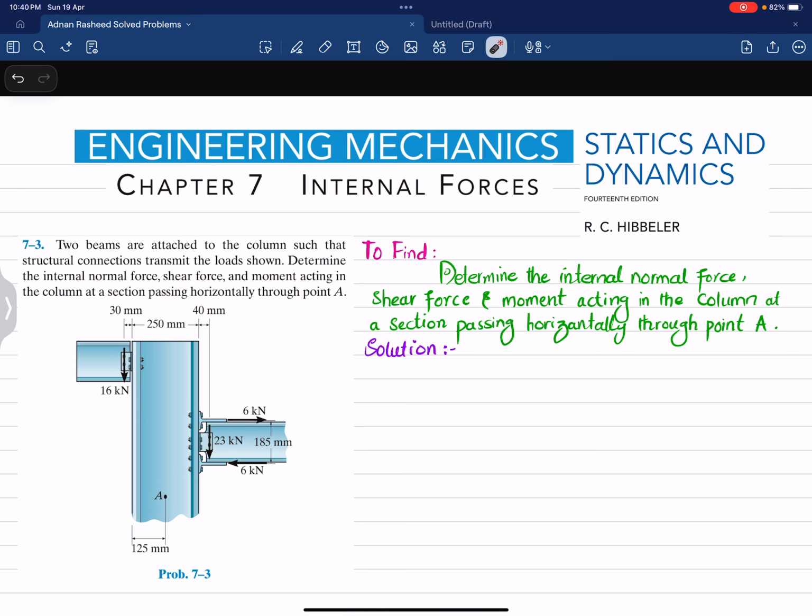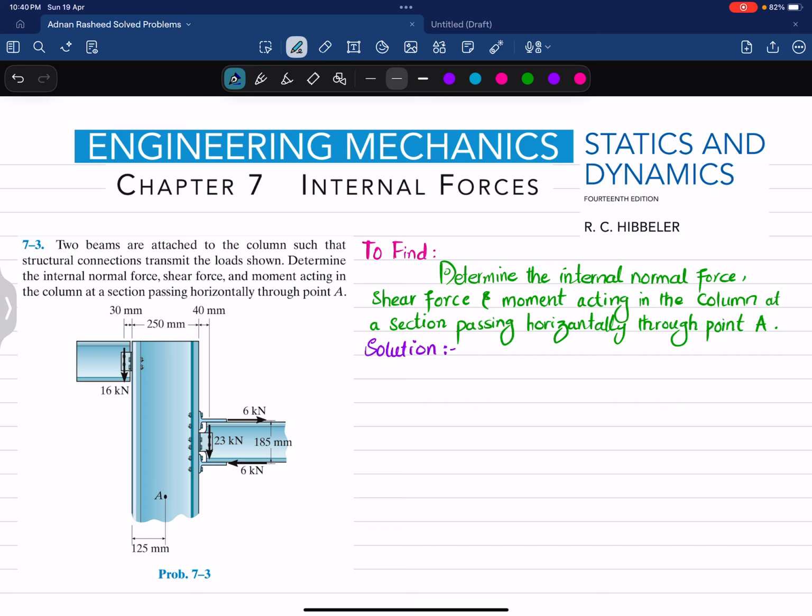Determine the internal normal force, shear force and moment acting in the column at the section passing horizontally through point A. You can see this is a column and these two are the beams that are connected with this column here, here and here. The transmitted loads are shown here. It is 16 kilonewton, this is 23 kilonewton downward, and 6 kilonewton and 6 kilonewton acting horizontally. So you have to determine the internal loadings or internal forces at A when a section passes through point A horizontally. So let's start with the solution.